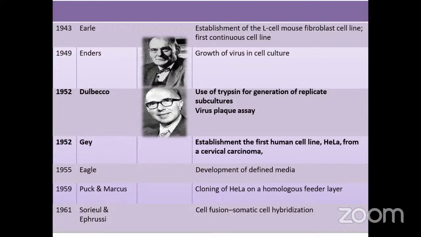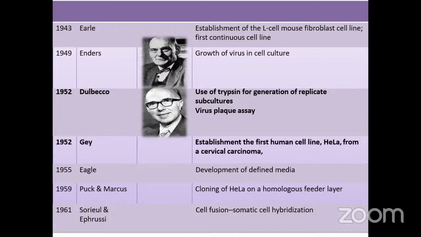Feeder layer is nothing but, usually we will have culture flasks. Directly on the culture flask, we will have a matrix to which the cells will come and attach. But sometimes, if the cells are not growing properly, we will add a feeder layer. Feeder layer means another type of cells. First, we will add that type of cells, and on them we will add whatever cells we need to culture. So these cells will feed on that bottom layer and they will grow.